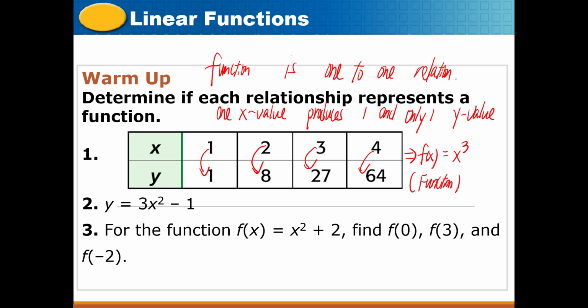The second one is y equals 3x squared minus 1. We call this a quadratic function. You can just pick an x value. For example, pick x equals 1, then y equals 3 times 1 squared minus 1. That's 3 times 1 minus 1, which is 3 minus 1, or 2. So one x value produces only one y value. You can come up with different x values and always end up with one y value. So this is also a function.